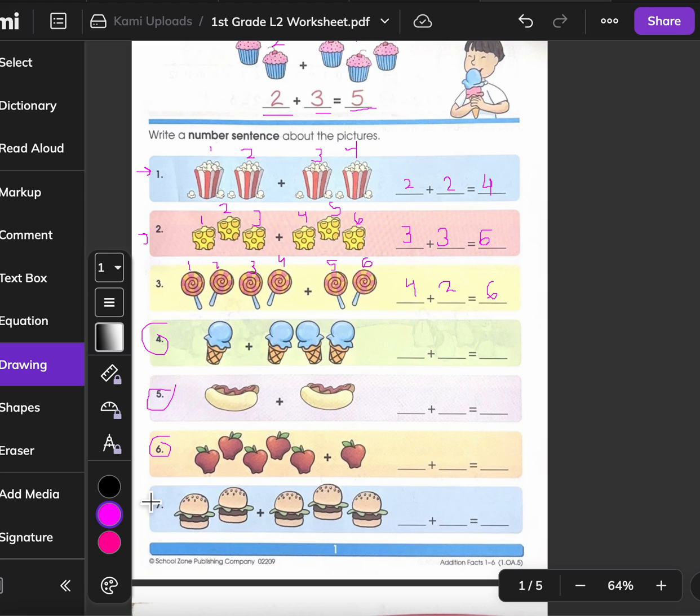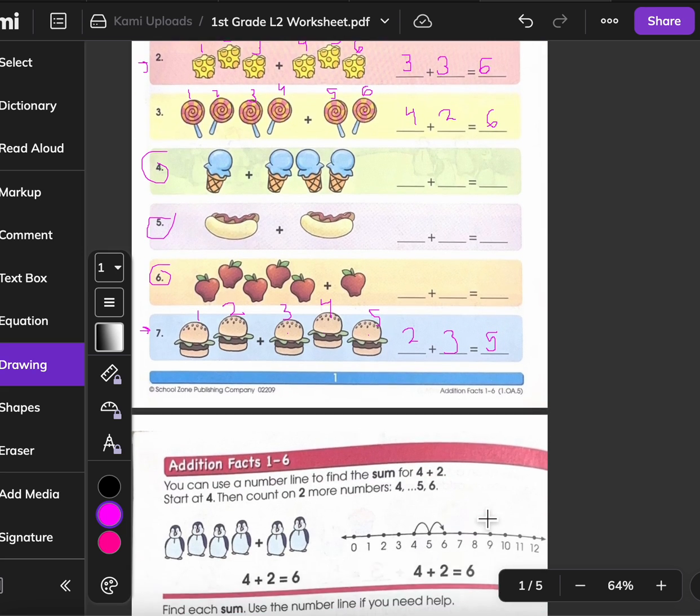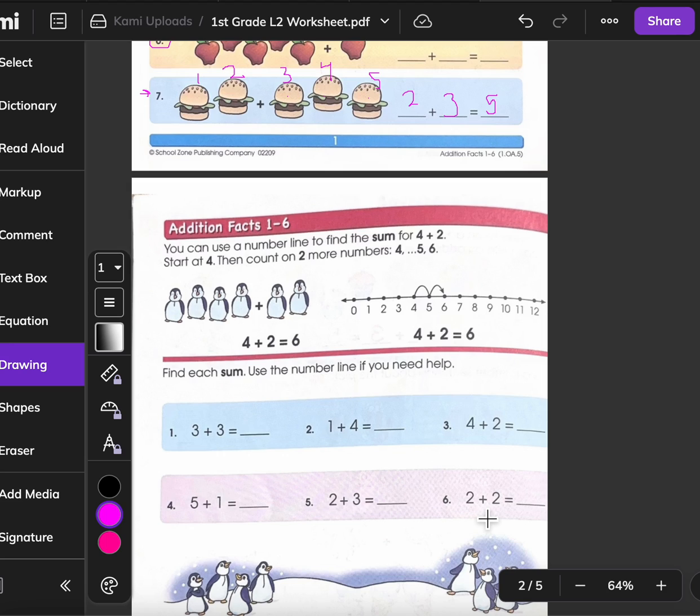I'm going to do number 7 with you. So you have 1 burger, and you have 2 burgers. So on this side, we have 2 burgers. And on this side, we have 1, 2, 3 burgers. But if we continue counting, 1, 2, 3, 4, and 5 burgers. So there's 5 burgers in total. Moving on to the next page.